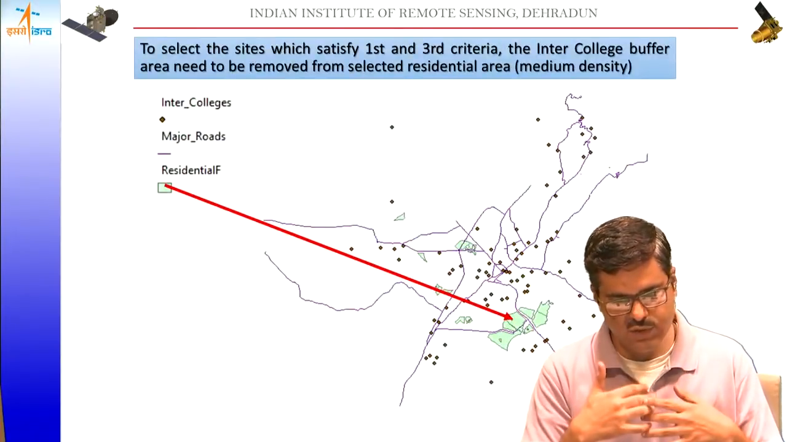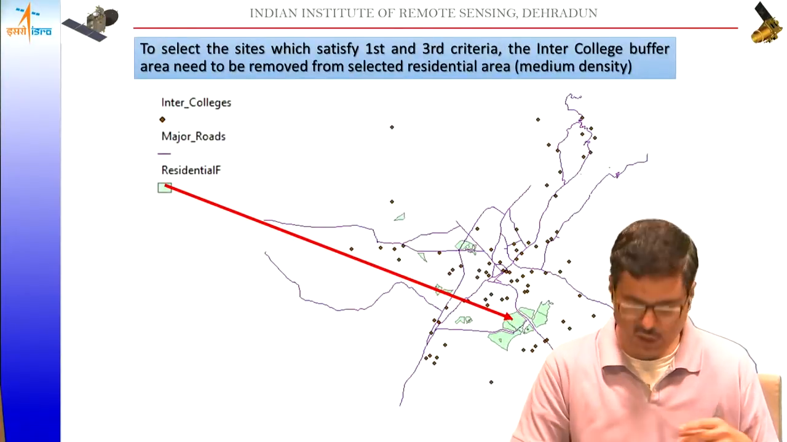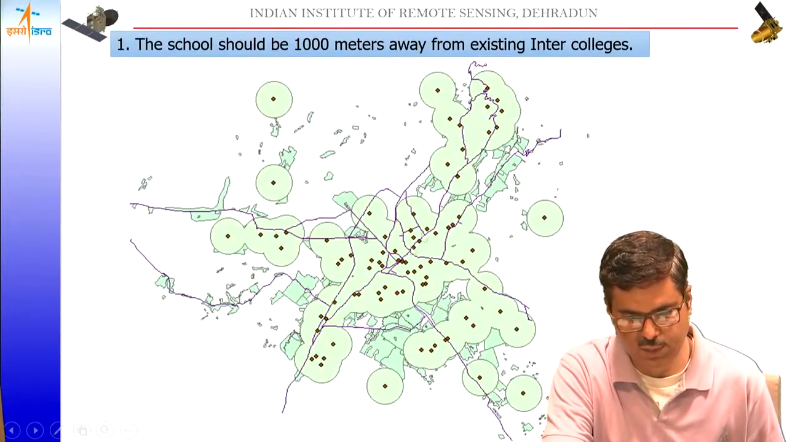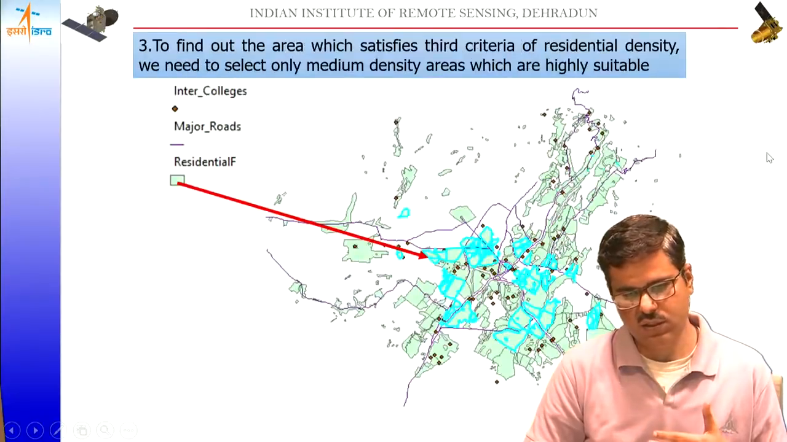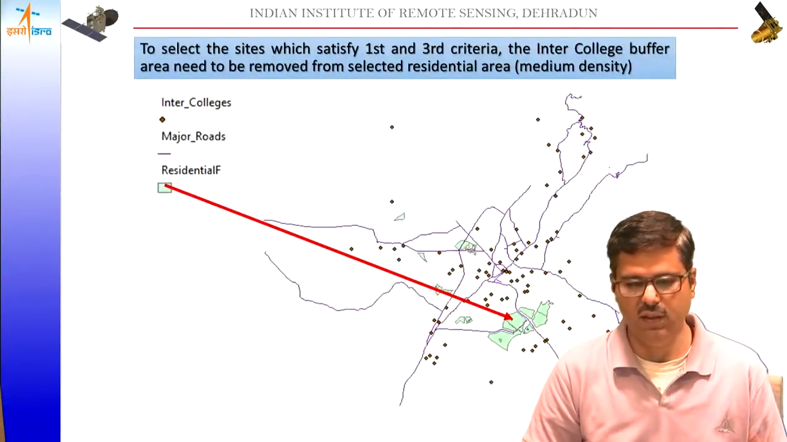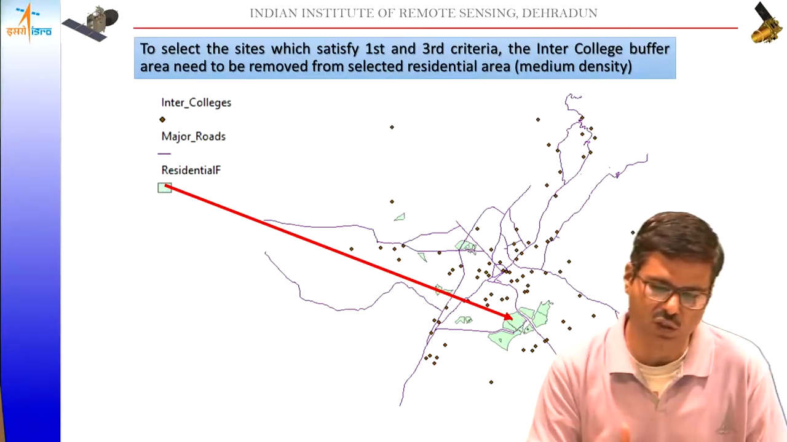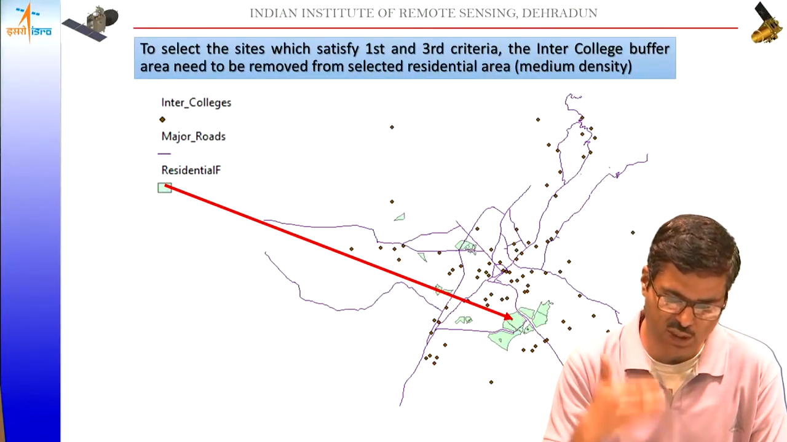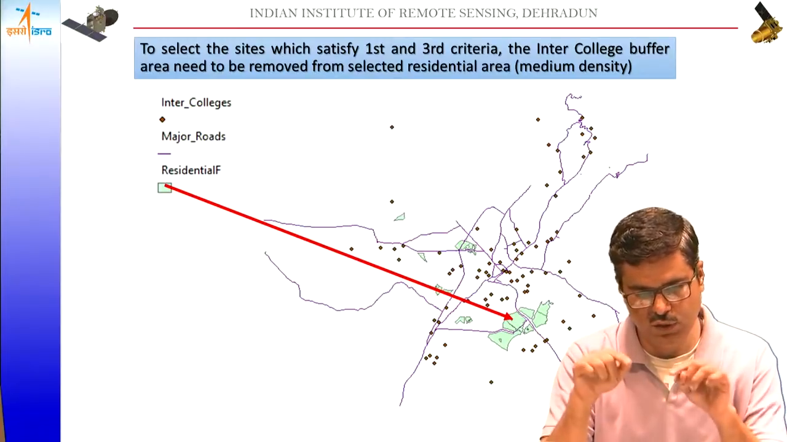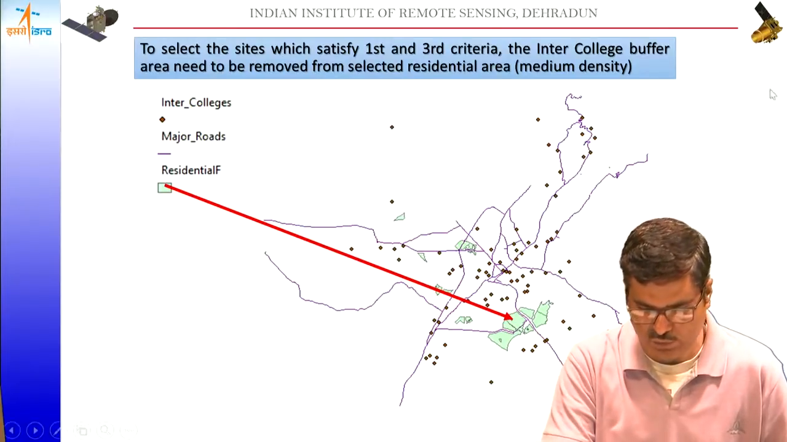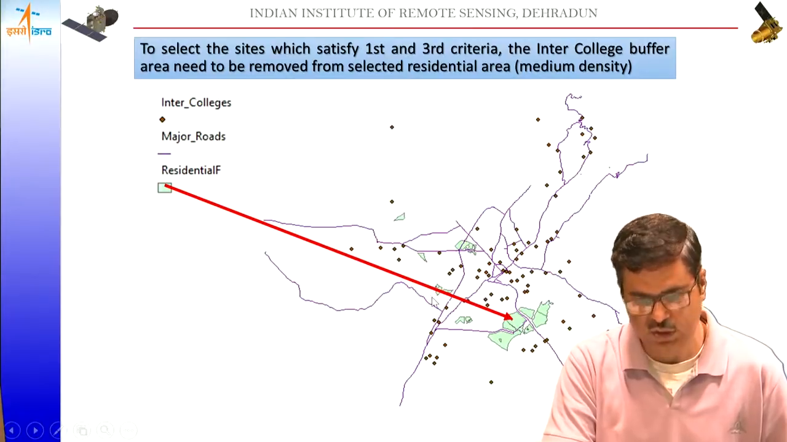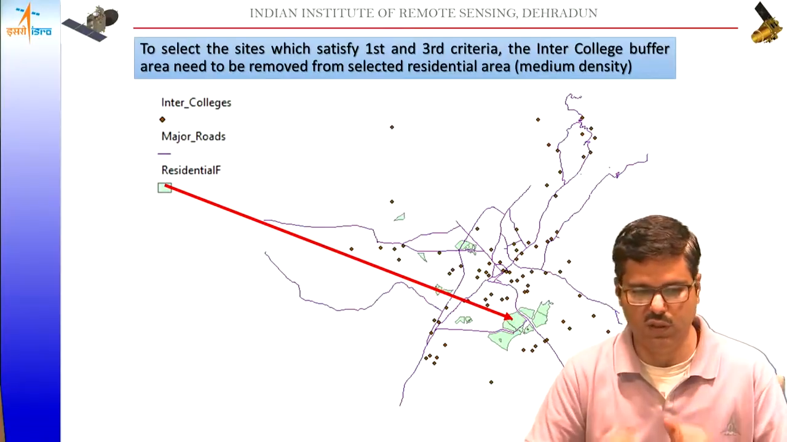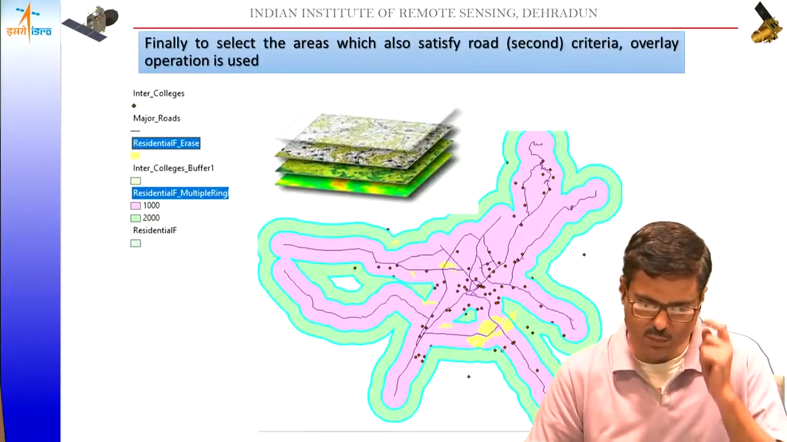Now to satisfy this, we need to remove these regions from our medium density areas, as we can't construct a school there as per our criteria. It should be 1 kilometer away from the inter colleges. So what we have done is use the erase operator, erasing that buffer from our residential regions. So we are left with only those medium density regions that remain after erasing the 1 kilometer buffer around the existing inter colleges.